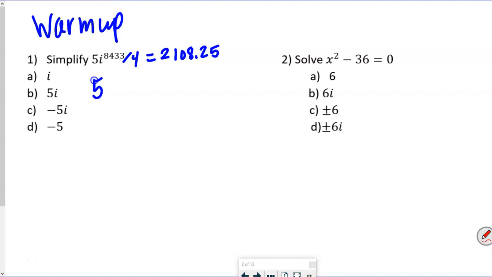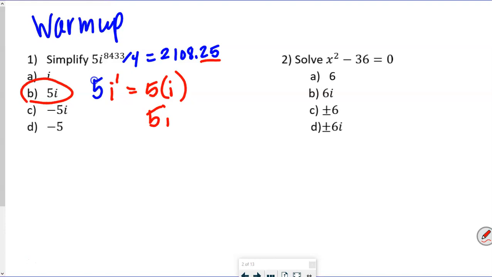2,108.25. And if you remember, all we're concerned about is this change right here. That's 25 cents, so that's 1/4. So that's going to be I to the first, which is just I, right? So that's going to be 5 times I, which is 5I. So our answer was B here, okay?